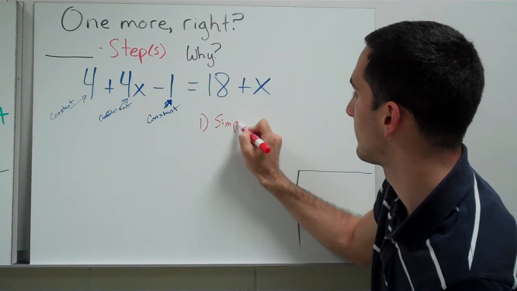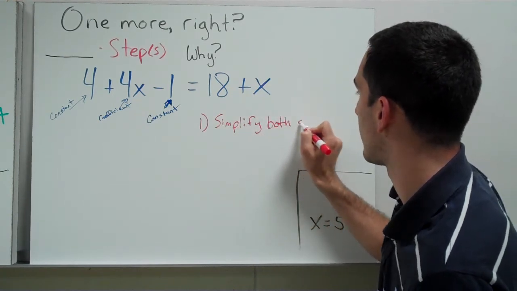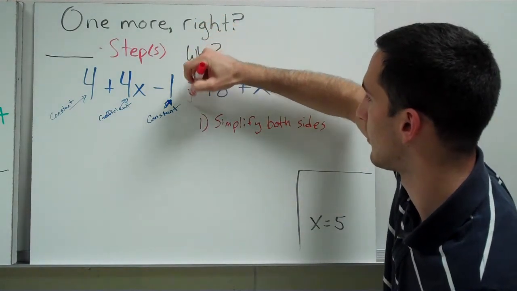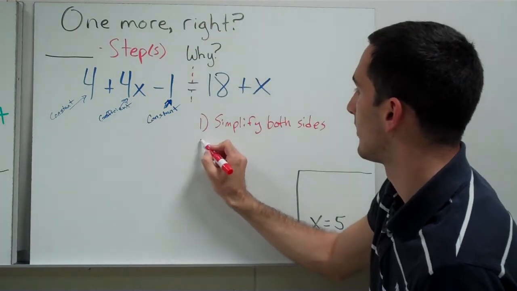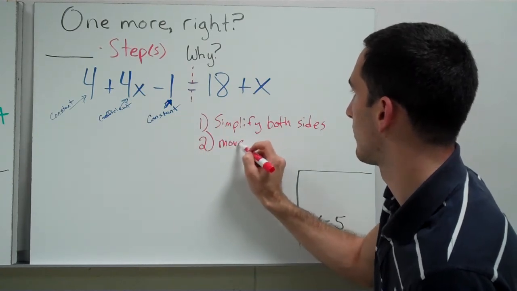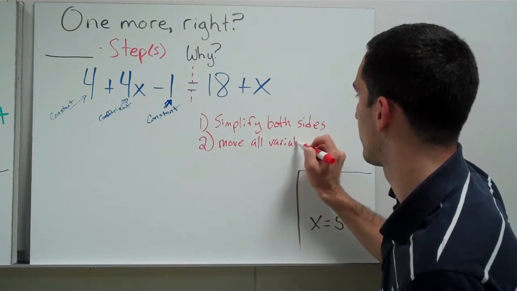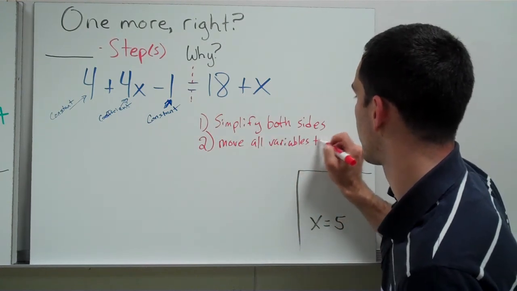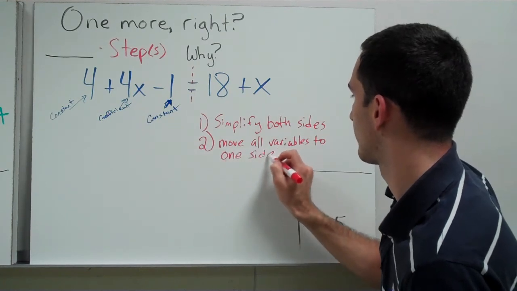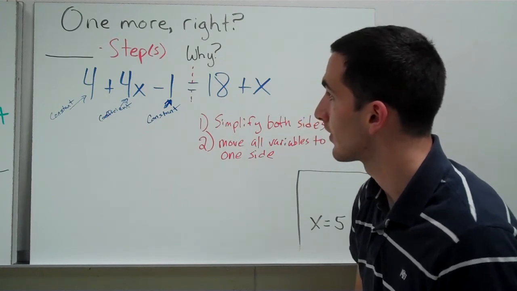simplify both sides. And when I say both sides, I mean both sides of our equal sign. And step 2 will be move all variables to one side. Alright, so let's take care of those 2 steps first.